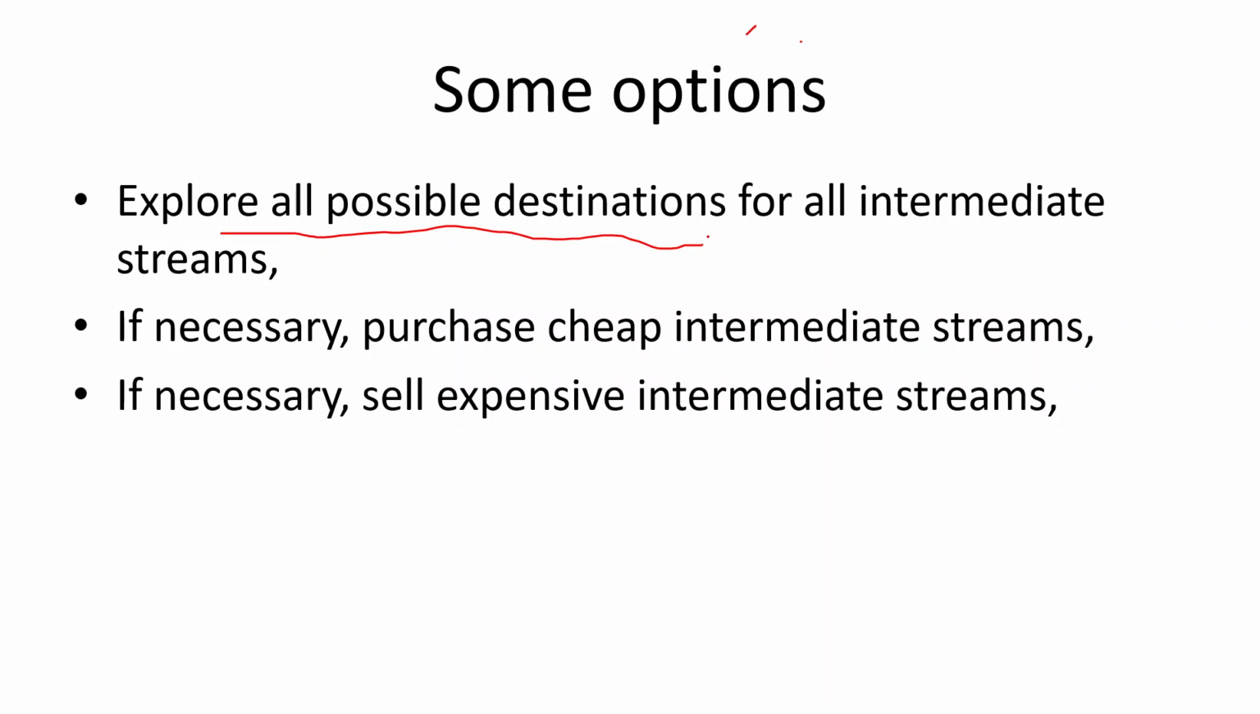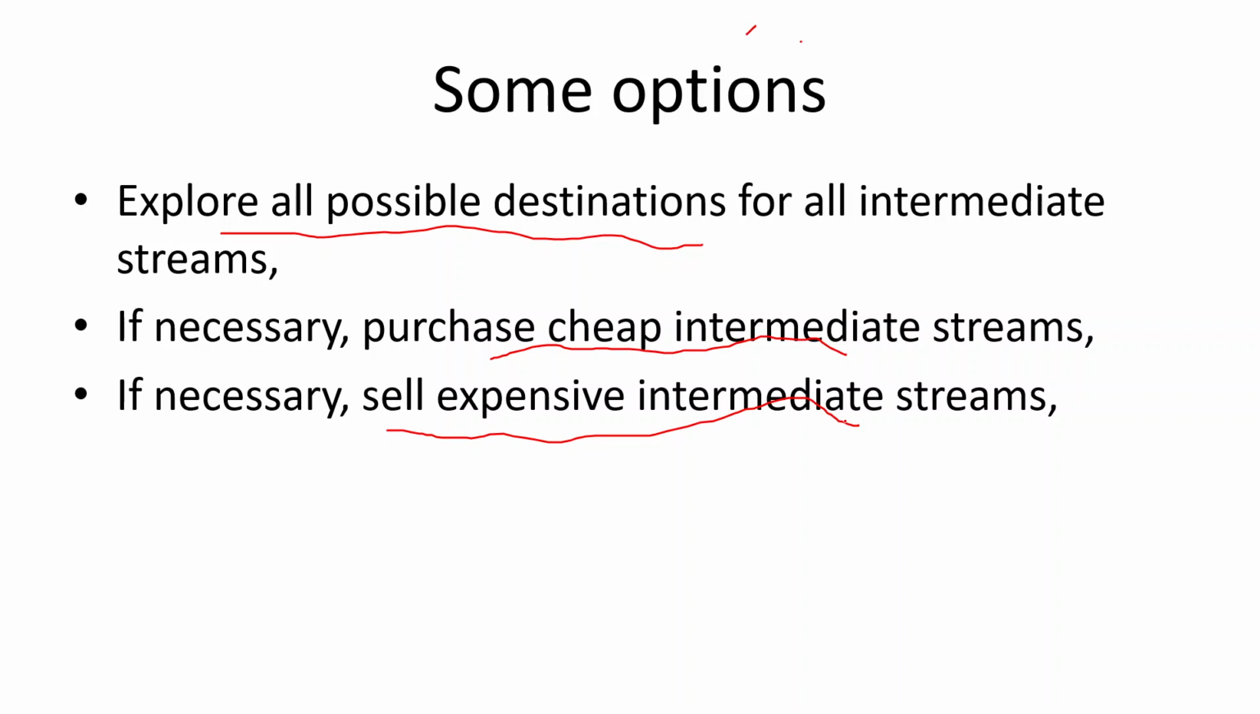Okay, your own mass balance, the one that you have already. If you have it already, fine, good for you, you skip this option. If not, then you have to make it. And then if necessary, for example, you can also purchase cheap intermediate products. You can purchase this, or you could also sell expensive intermediate products.